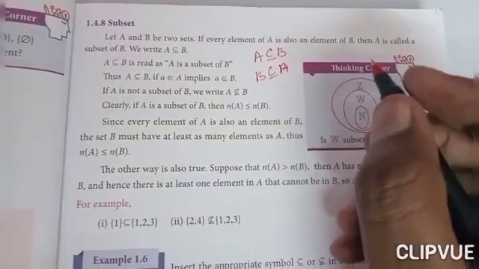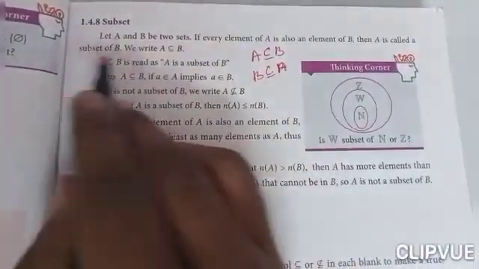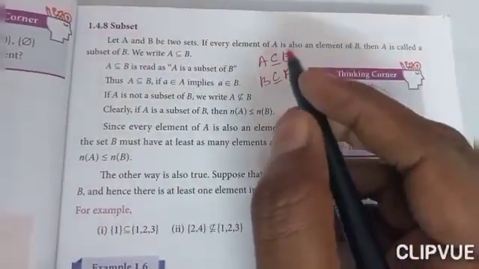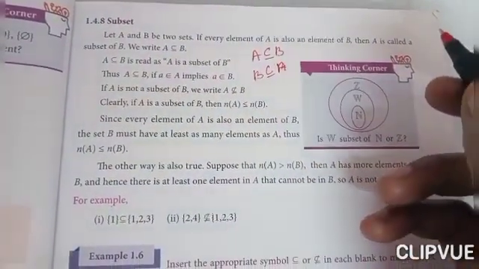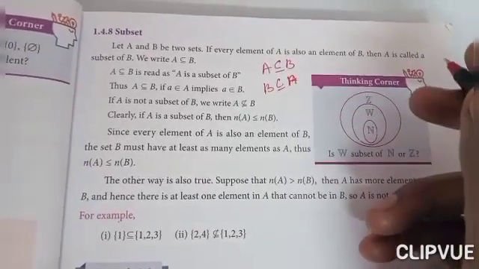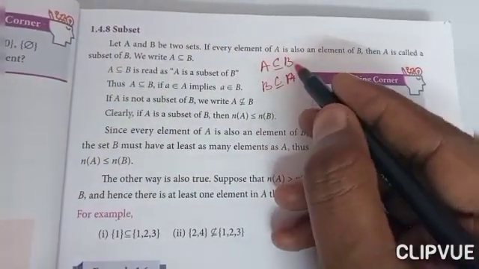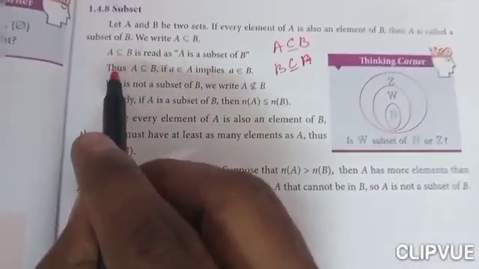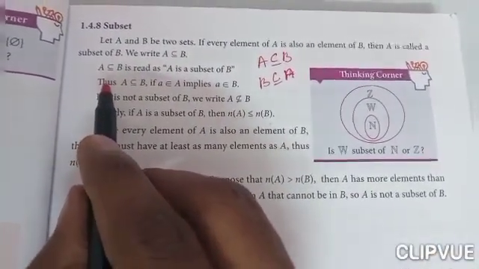A very important condition is that the two sets have the same elements. For example, set A has the elements 1, 2. Set B also has the elements 1, 2. In that case we can say A is a subset of B, and B is a subset of A. That is what is given in the note point in the text.